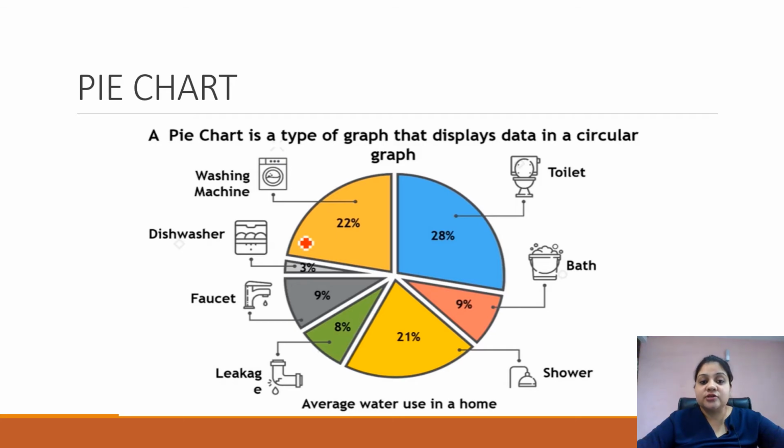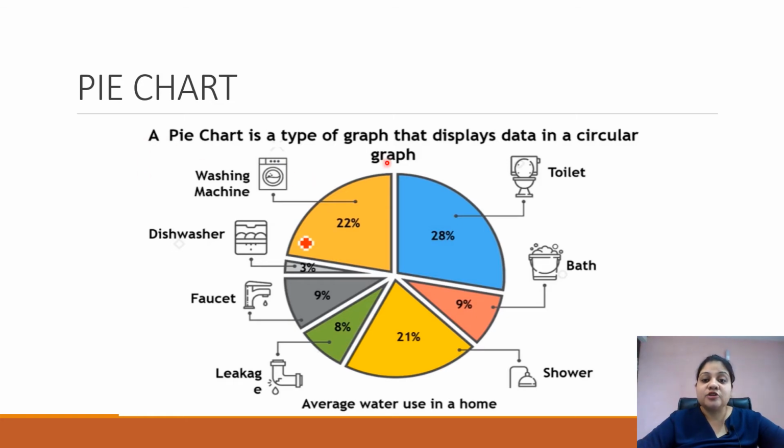Next, we have pie charts. Pie charts are basically used when we have lots of data that have been organized in the form of groups, and I'm just interested in knowing the percentage contribution of a particular group. In this case, we can use pie charts.